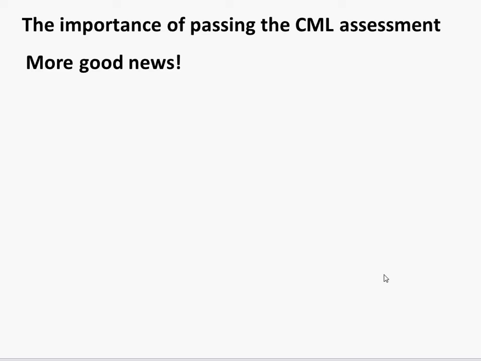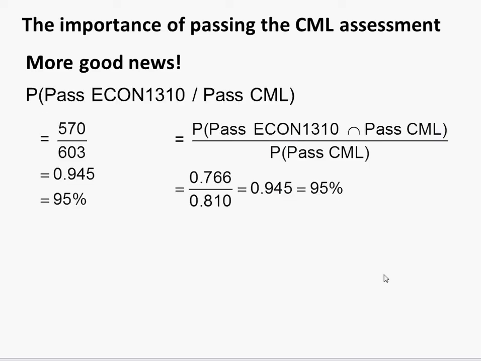Okay, but there's still more good news, because I was interested in looking at what's the probability of passing the course given, or if you pass, the CML. And that turns out to be 95%. So where did I get that from?